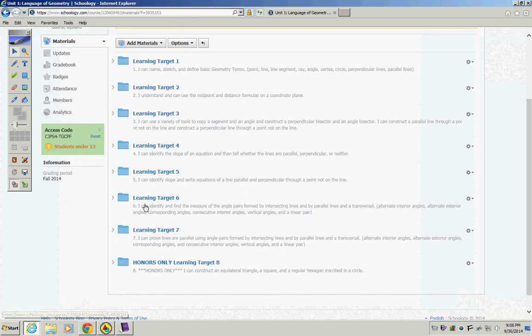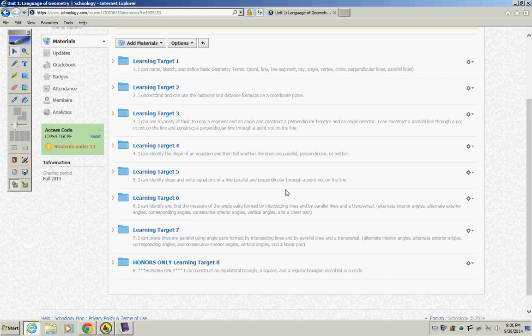learning target 6. And learning target 6 says I can identify and find the measure of the angle pairs formed by intersecting lines and by parallel lines and a transversal: alternate interior angles, alternate exterior angles, corresponding angles, consecutive interior angles, vertical angles, and linear pair. Whew, that's a lot of stuff.